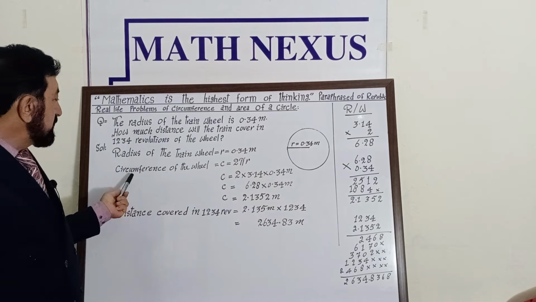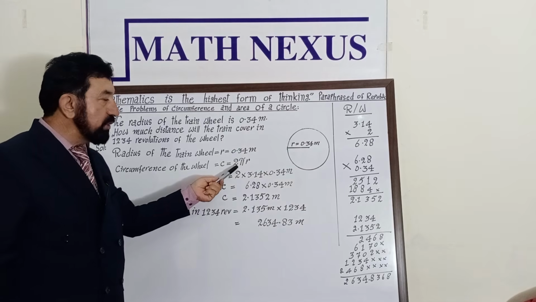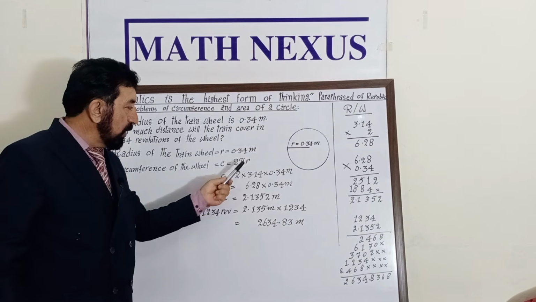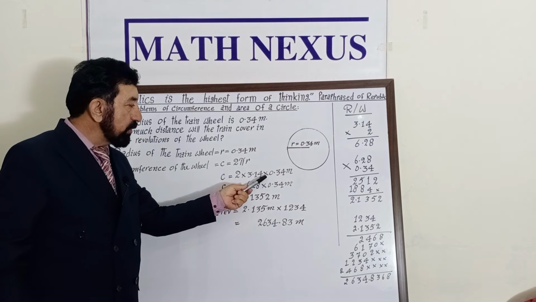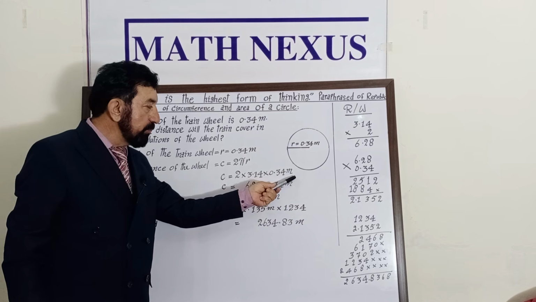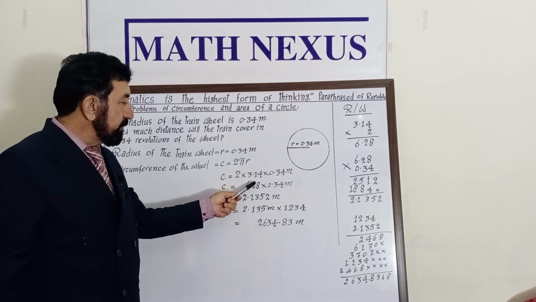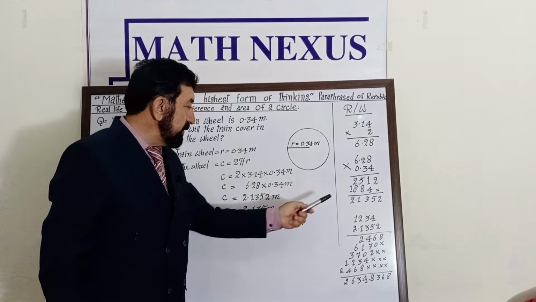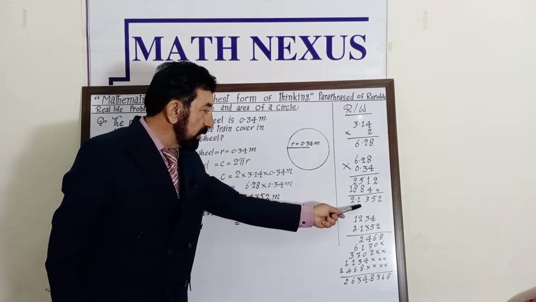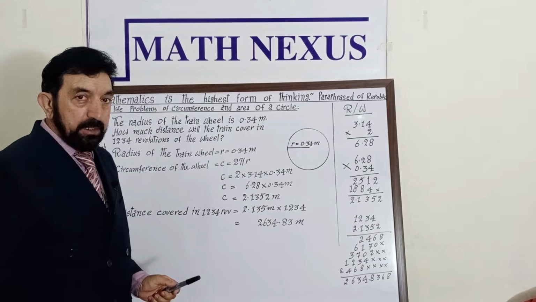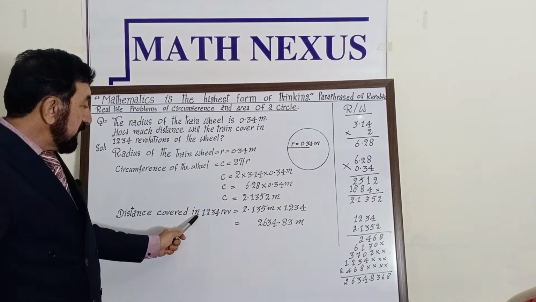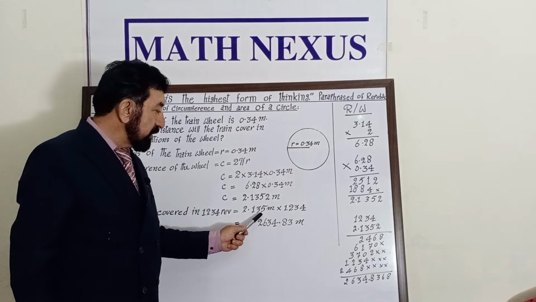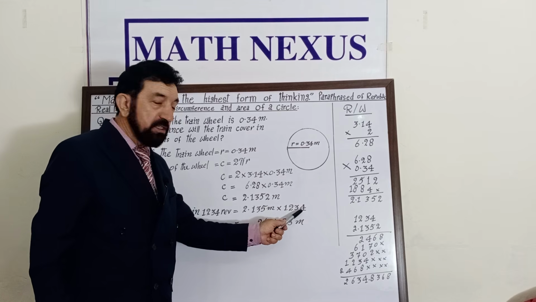We have the circumference of the wheel, C equal to 2 pi r. Now putting the value of r in this formula, 2 into 3.14 into 0.34 meter. 2 into 3.14 is equal to 6.28, and 6.28 into 0.34 is equal to 2.1352 meter. Now, distance covered in 1234 revolutions is equal to 2.135 meter into 1234.